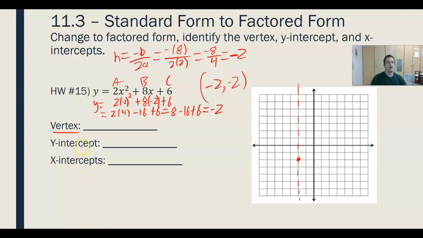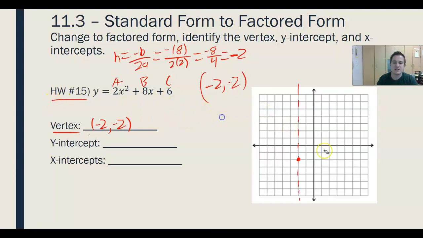Okay. I've already found the vertex. Now I want to go the extra step and find the x and y intercepts. So to find the y-intercept, I'm going to erase this stuff for a second. If you need that work, you can rewind this video. This is homework problem number 15 again.